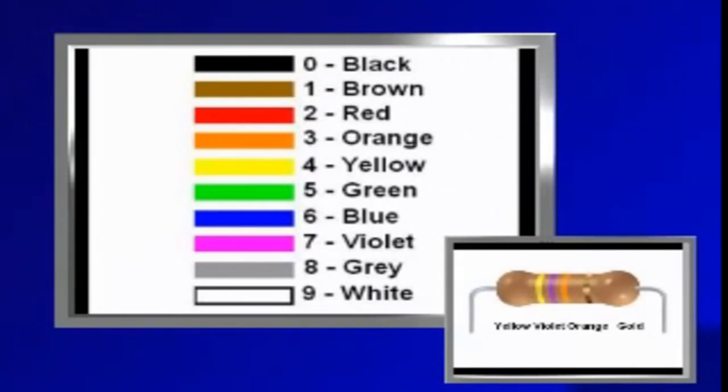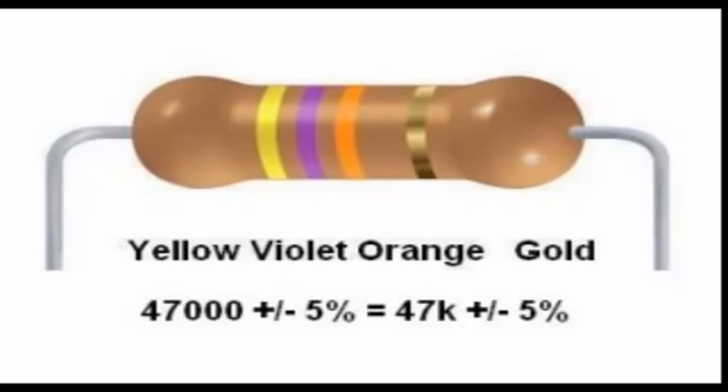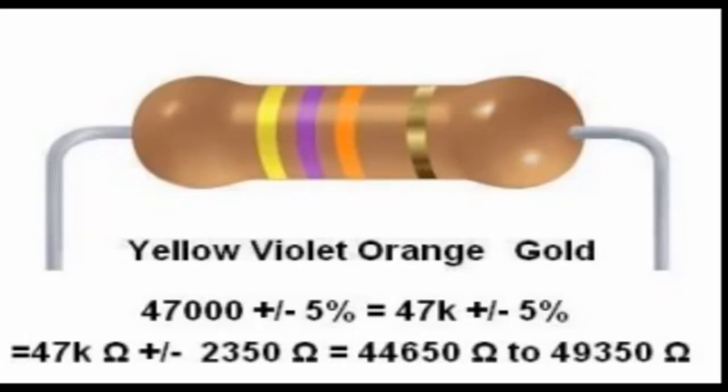That is 473, or 47 with 3 zeros after it. That is 47,000 ohms, or what we would call 47 kilo ohms, or 47 k ohms for short. This resistor has a tolerance range of 47K plus or minus 5%, which equals 44,650 to 49,350 ohms.